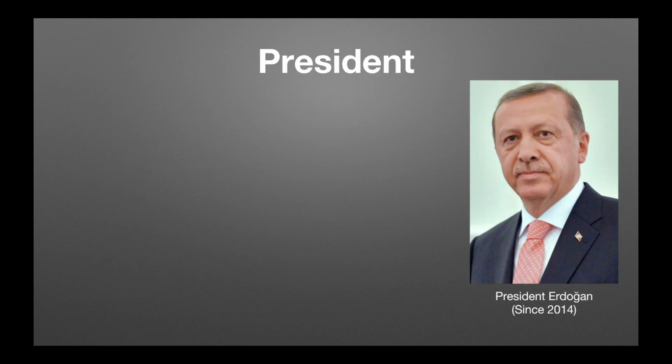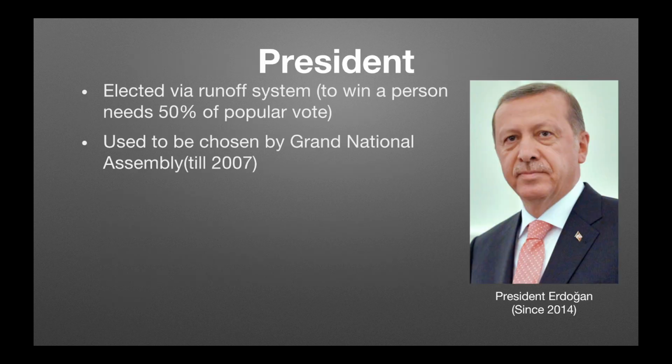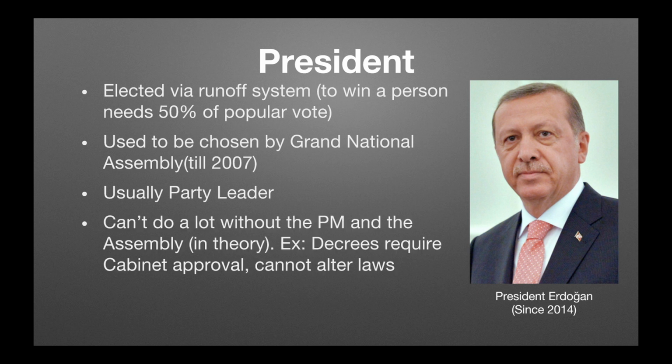Now, the president of Turkey is a very interesting position because up till 2007, it used to be elected by the parliament, but now it is elected by a runoff voting. The president is usually the party leader, and he cannot do a lot without the prime minister's cabinet and the assembly. An example of this are decrees, which are basically executive orders if you're American.